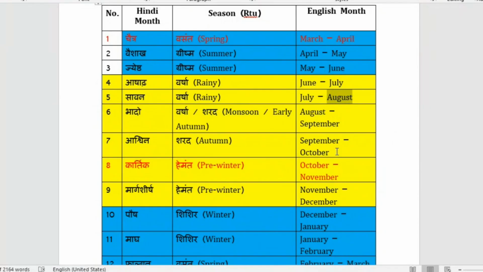Now again Ruchi ji, which is the next season after Sharad? After Sharad, Hemant will come, ma'am. And which month will be carried forward? In Hemant, October, November, December will come. So from Sharad, the last month, that is October, will again be repeated. So October, November, December. Very good.